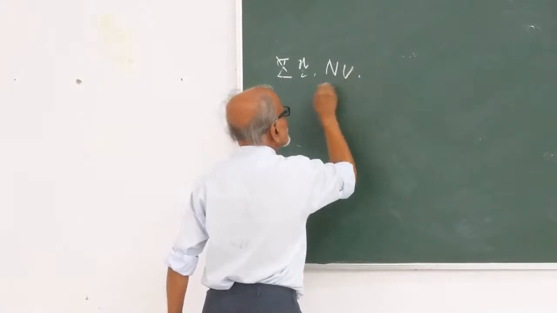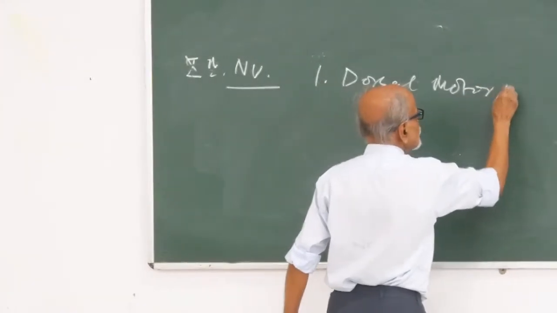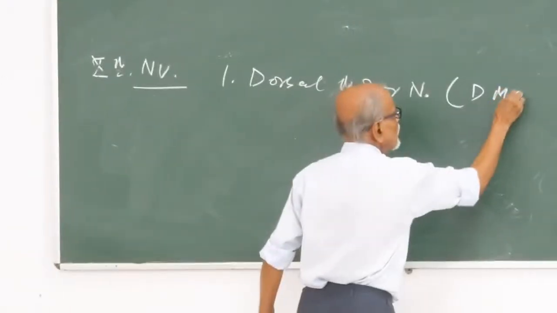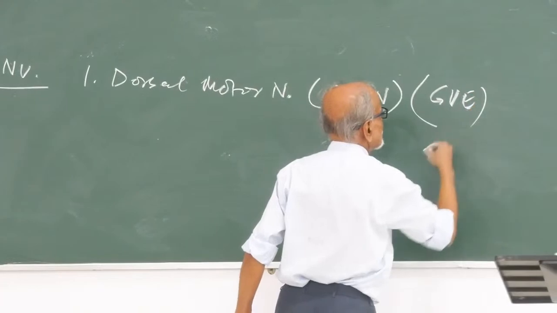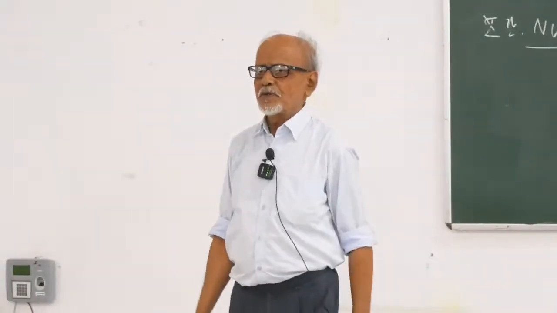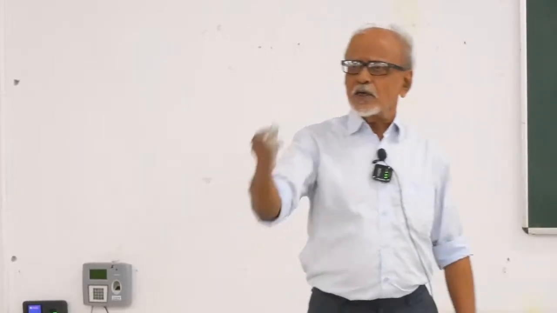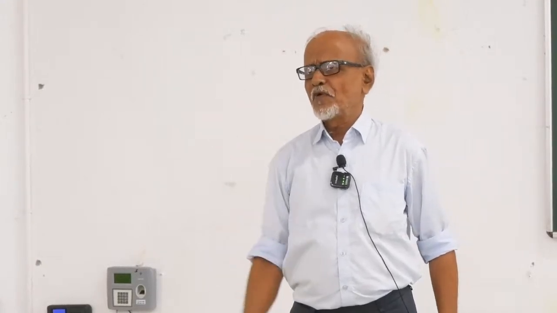10th nerve, vagus. The first nucleus is dorsal motor nucleus of vagus, DMN. What type of nucleus it is? General visceral efferent. That means in this nucleus you will be finding all the parasympathetic fibers. ঠিক আছে, all such parasympathetic fibers of vagus will be reaching some of the organs of head and neck and so many important organs in the thorax and abdomen, carrying parasympathetic fibers.